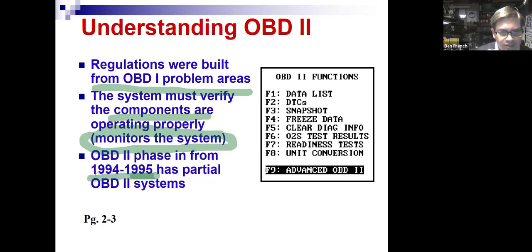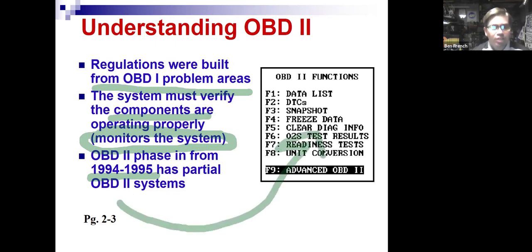1994 and 95 vehicles, a lot of those were kind of phase-in cars, and they might have a partial OBD2 system that might have some of these functions in it. Some cars as early as 94 would have an OBD2 connector, but not a full functioning OBD2 system, or they would have some OBD2 functions with still an OBD1 old school connector. So you'll see that on cars if you happen to come across 94s and 95s, and I know they're getting rarer and rarer, but you'll see that on some of the cars out there.